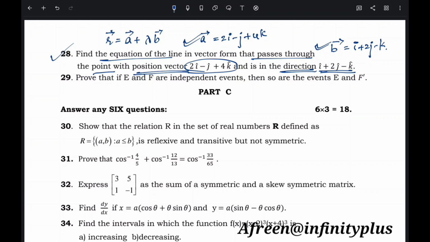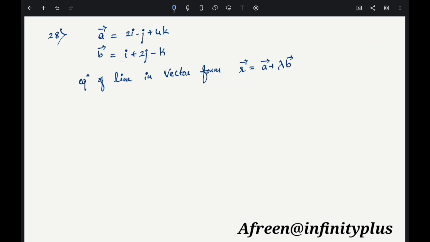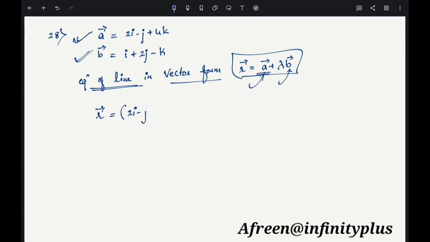Let's move on to solving separately. Now I have written a vector and b vector as it is. Then we have the equation of a line in vector form, which is r vector is equal to a vector plus lambda into b vector. Just substitute the value of a vector and b vector here. That's it, the answer. So this will become r vector is equal to a vector, which is 2i minus j plus 4k, plus lambda into b vector, which is i plus 2j minus k. So that's it, the answer for this question.